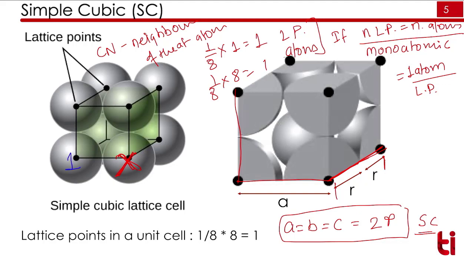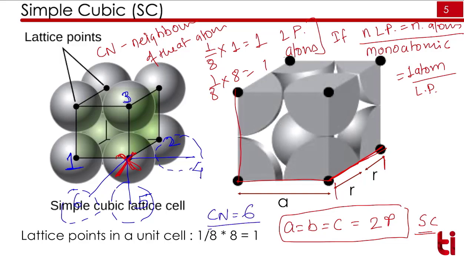So one neighbor, this is directly touching it, second one this is also directly touching it, and third one this is also directly touching it. Again similarly here we have one more atom, that is number 4, this is also touching it like this. On the bottom side also there will be one, this is the 5th, that is also touching it, and on this side also there will be another one. So there are 6 atoms touching the particular atom. So in simple cubic, coordination number equals 6.